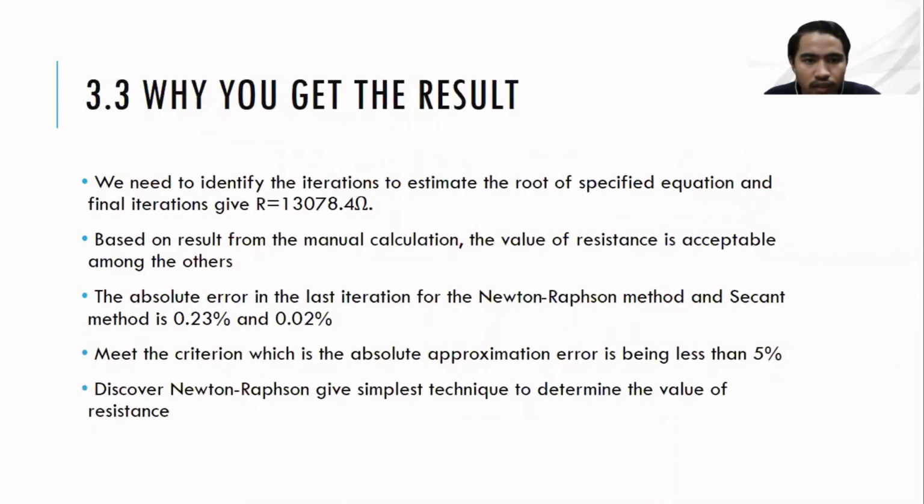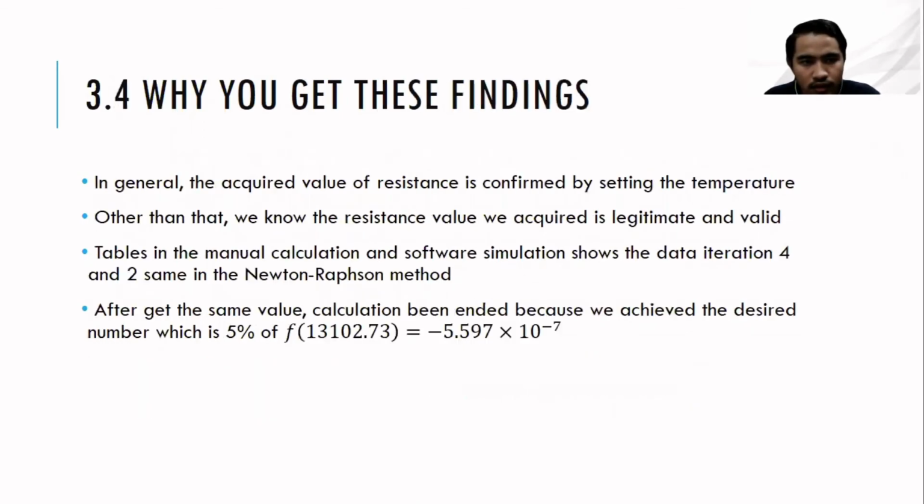So why do we get this result? Because we need to identify the iteration to estimate the root of the specific equation, and we find the iteration gives R0 of 13078.4 ohm. Based on the result from the manual calculation, the value of resistance is acceptable among the others. The absolute error in the last iteration for the Newton-Raphson method and secant method is 0.23% and 0.02%. So it meets the criterion, which is that the absolute approximate error is less than 5%. So we discover that Newton-Raphson gives the simplest technique to determine the value of resistance.